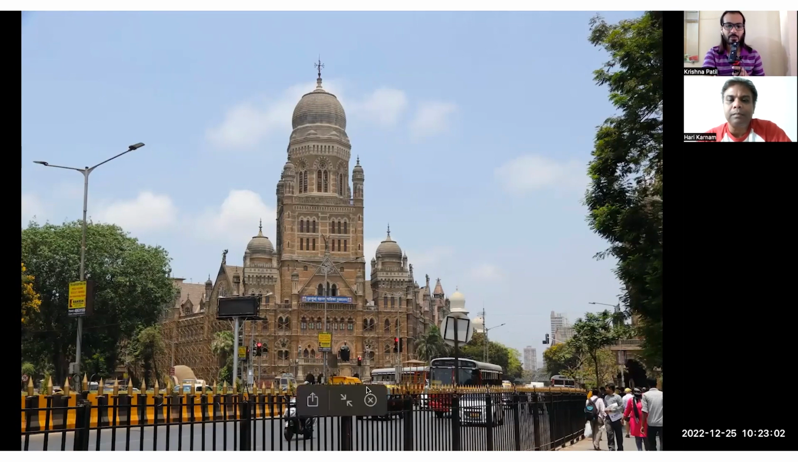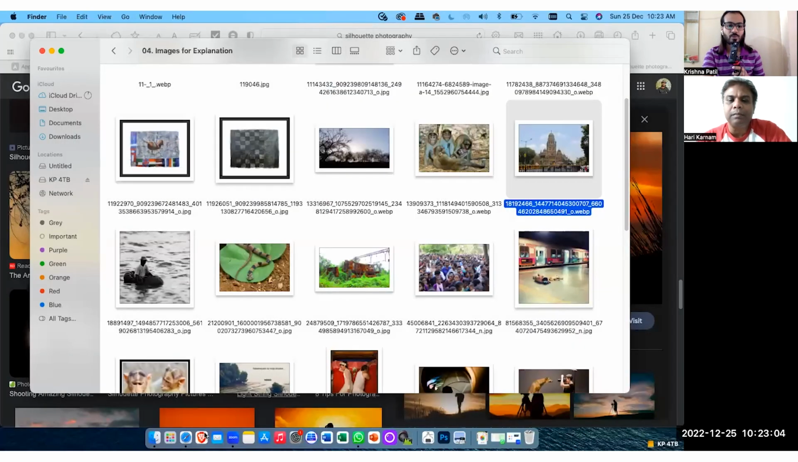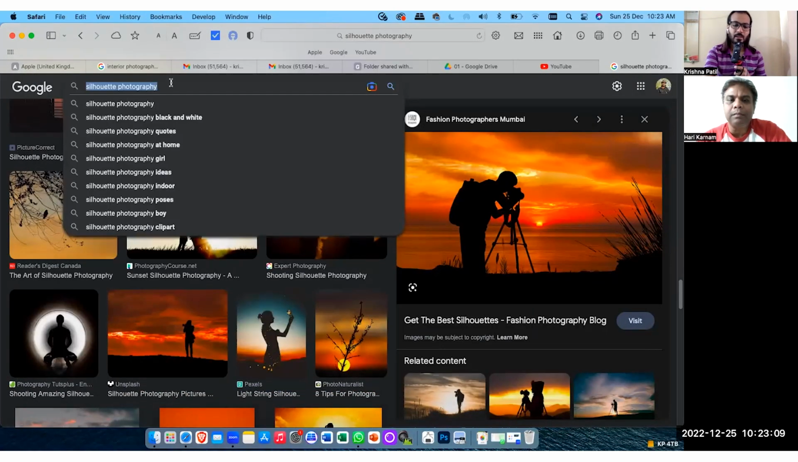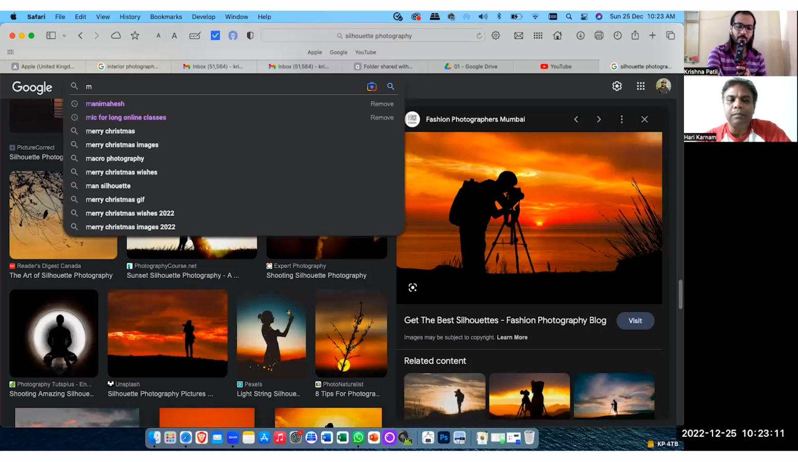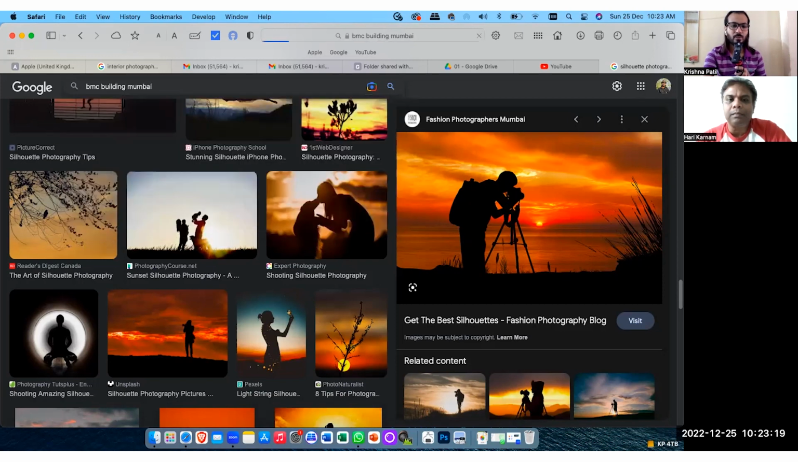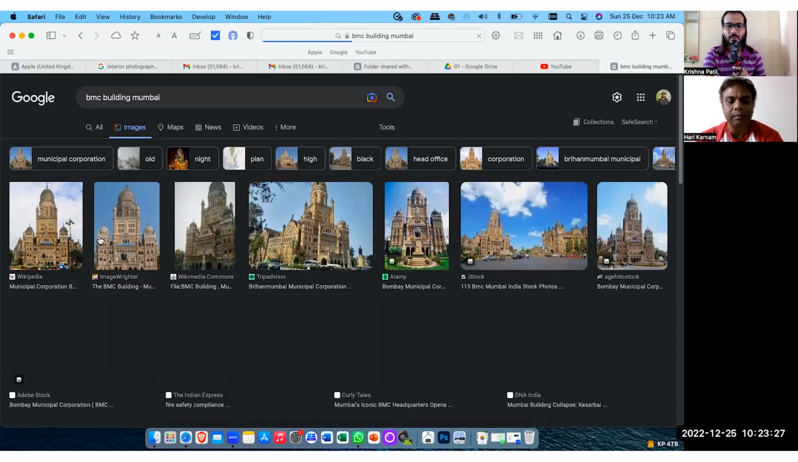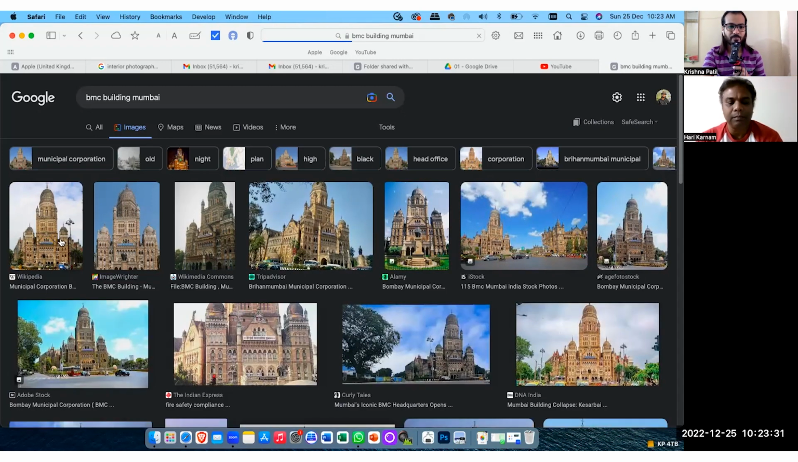This is a very famous building in Mumbai, and if I show you how other people have captured the same building, then your perspective will become clear. BMC building, Mumbai. The same shot people have tried to capture. You can see a lot of shots available, and people have tried to capture these shots very differently.